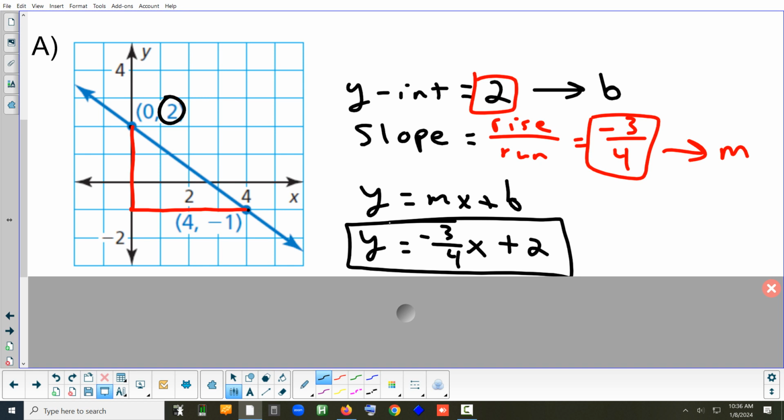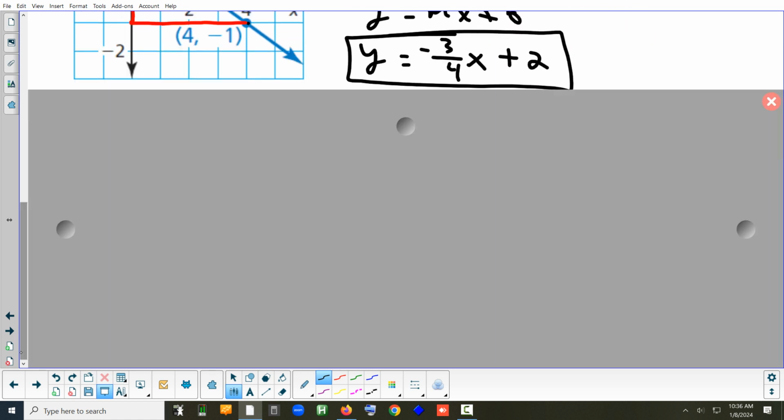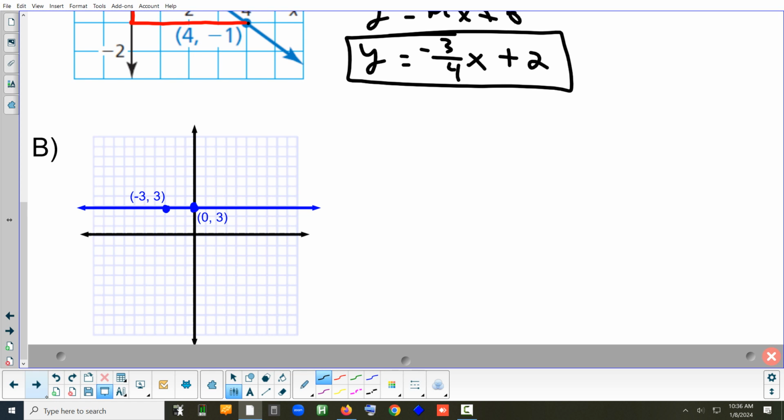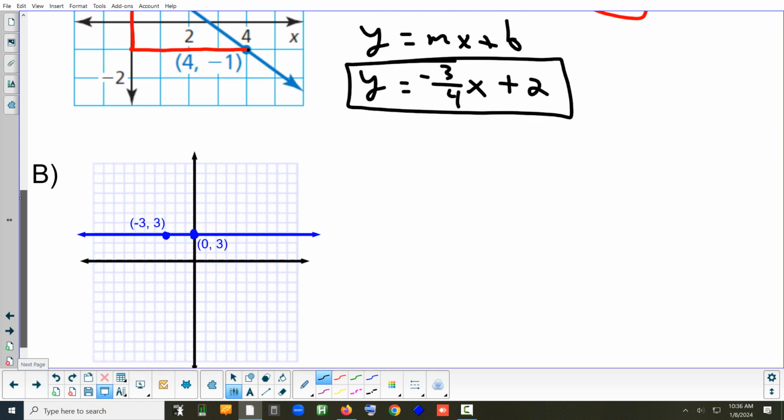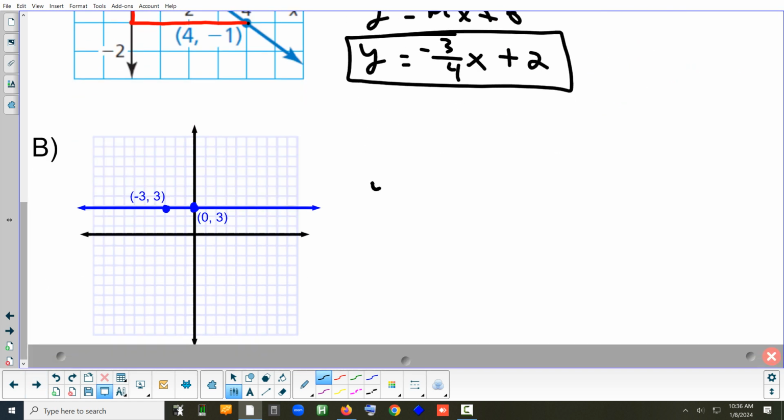Question on that one before we do our last one? Let's do the last picture. All right, so let's start with the y-intercept. Where does it look like that graph crosses the y-axis? 3. So the y-intercept is 3.